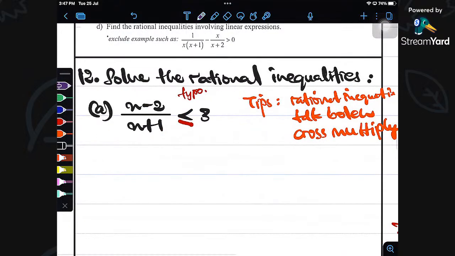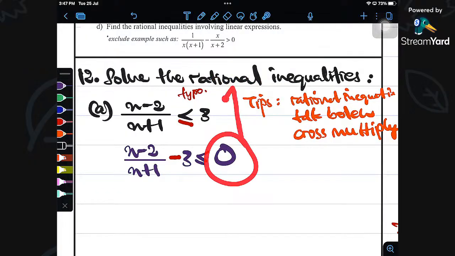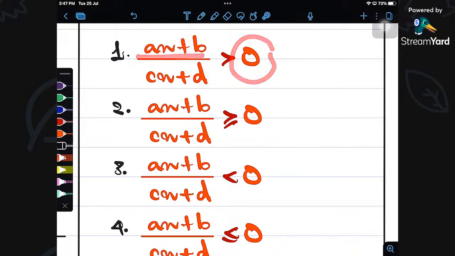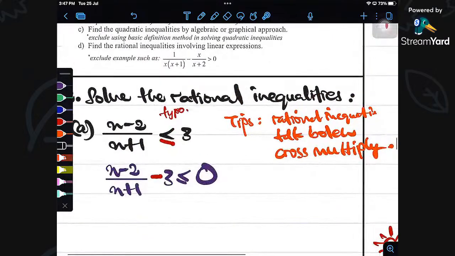Alright, so it is best to write down x minus 2 over x plus 1 minus 3 less than or equal to 0. So you got to make sure everything is less than or equal to 0. Kena make sure setiap kali menjawab rational inequalities, mesti ada 0 di belah kanan. Okay? All of these are rational, pecahan kan? Cumanya make sure everything on the right hand side is 0. It means that we cannot cross multiply.